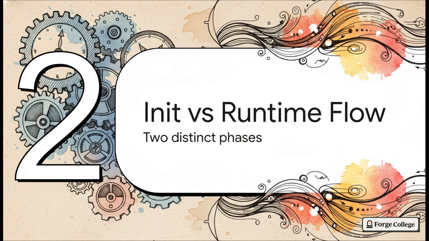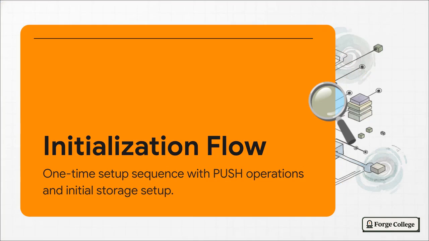Moving right along to Section 2, initialization versus runtime flow. These are two totally distinct phases. We can actually separate a smart contract's lifecycle into two distinct phases. First up is the initialization flow. Think of this as the one-time mechanical setup. You'll spot this in a trace because there's a heavy sequence of push operations. It's literally pushing initial data onto the stack and into memory and setting up the initial storage. It's basically the constructor running, laying down the tracks before the train departs.